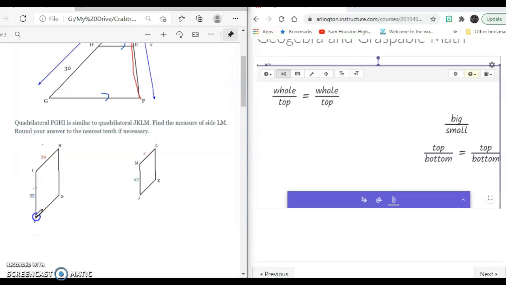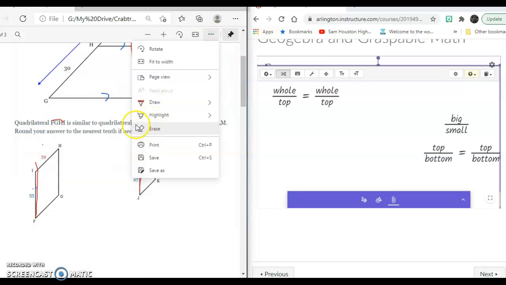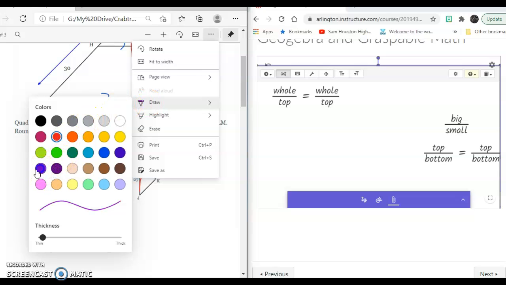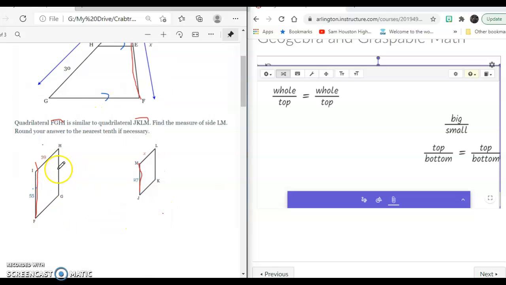We're given FI, and notice that F is the first, I is the last, so that means it corresponds to JM. So I'm just going to make those the same color. Okay, and then the other one that we have, let me change the color right quick, is HI. And HI, that's the third and the fourth. So that means it corresponds to LM.